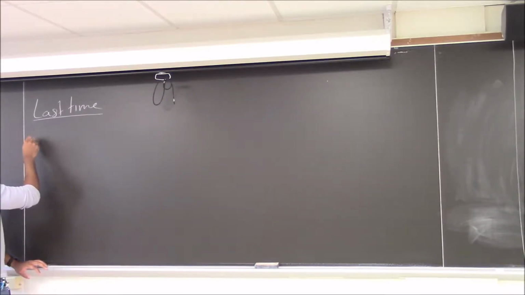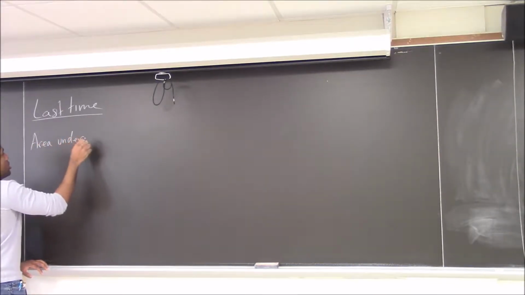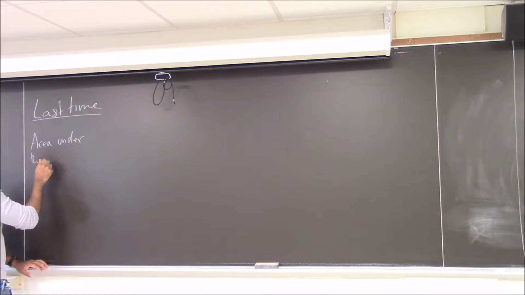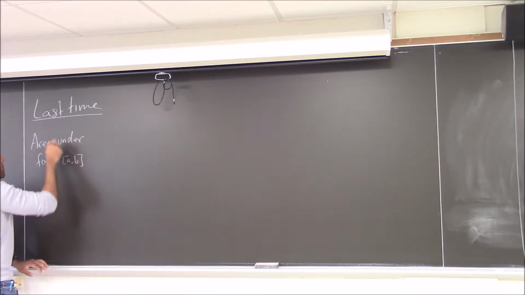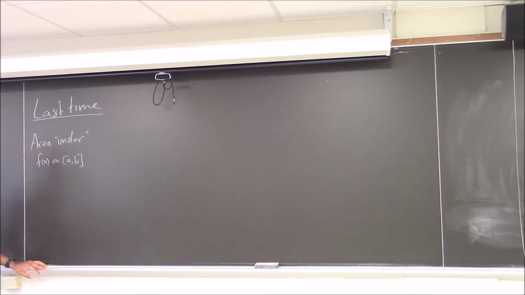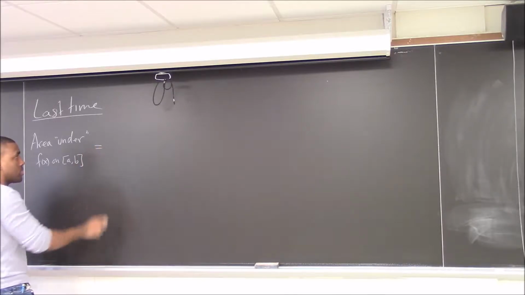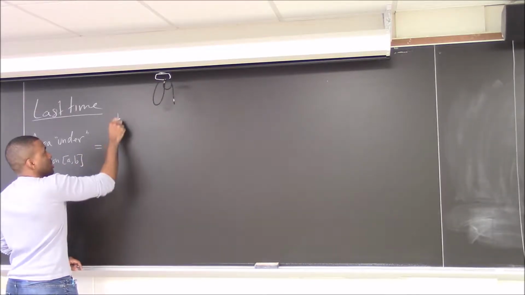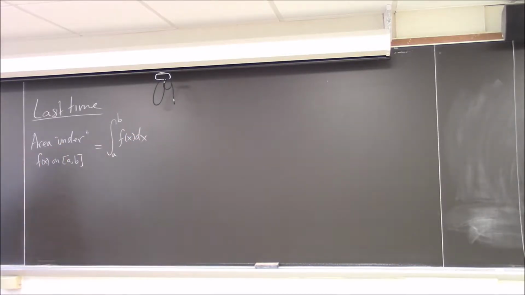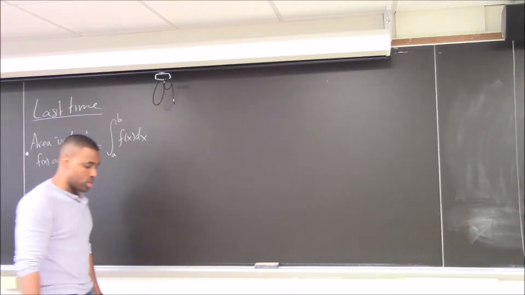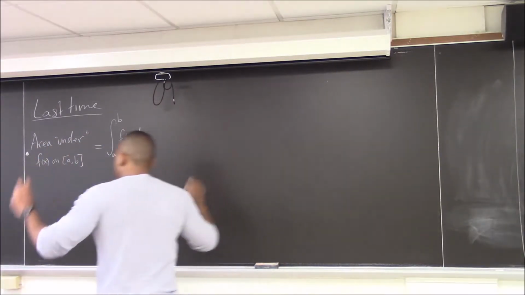Last time we looked at the area under f of x on the interval [a, b]. And we had a notation for that. That was this thing, called the integral from a to b of f of x dx. So that's one thing that we found out about last time. We also found out about an algebraic way to compute this.